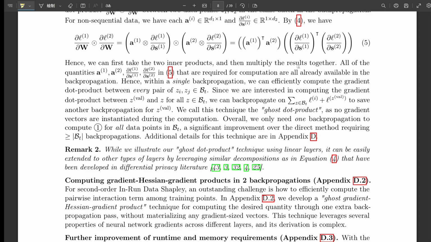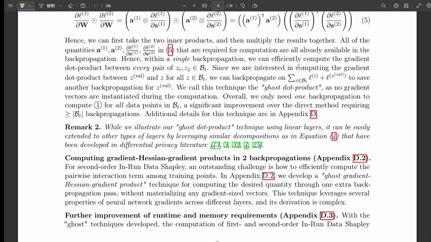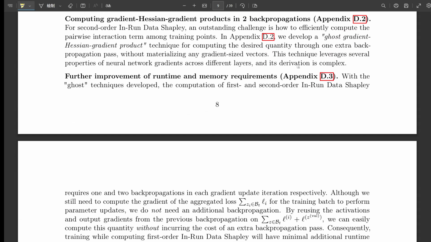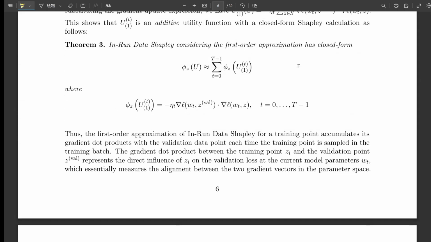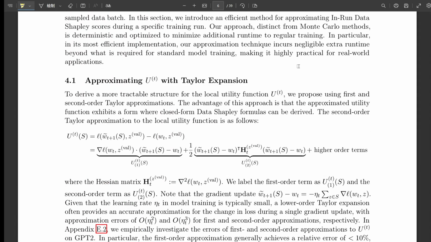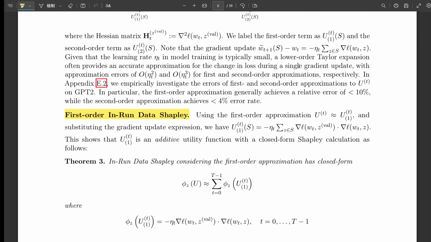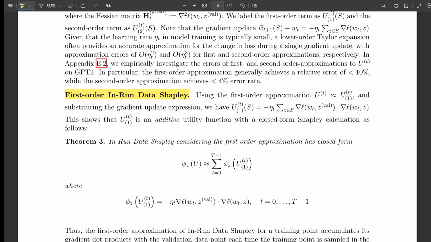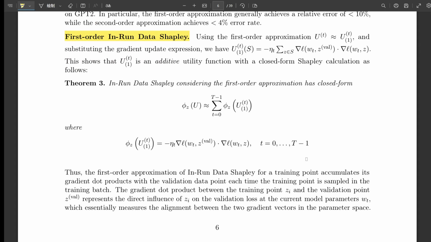Okay, so we have first order and second order. Let's clarify the difference and what they tell you again. Sure. The first order approximation, that formula with the gradient dot product, scaled by the learning rate across all training steps. It captures that direct relevance. And you mentioned this connects to another method. Yes, interestingly, this first order calculation turns out to be equivalent to a method called TracIn that was proposed earlier. So in-run data Shapley provides a nice principled justification for TracIn based on Shapley values.